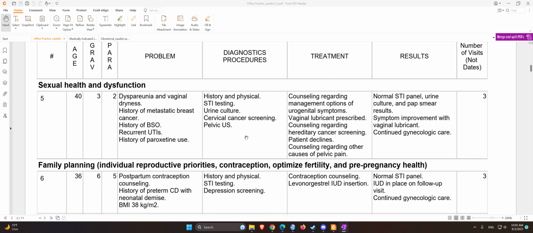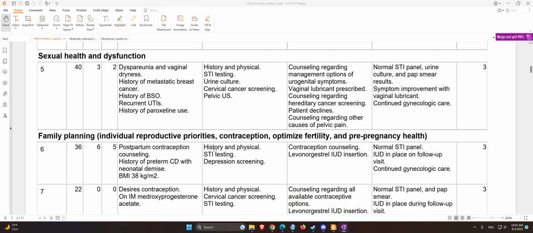With the failure of the lubricants, I believe there's some limited data on vaginal Valium tablets or suppositories, but I would need to look that up more before I answer that question. Okay.